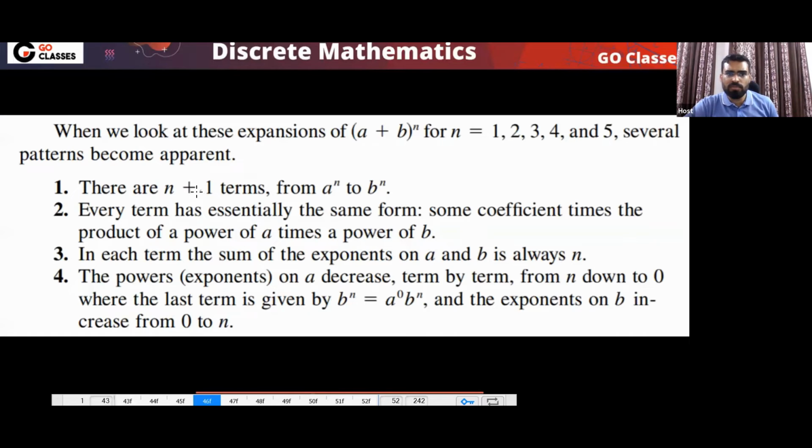So in the binomial theorem, these are the important points. In the expansion of (a plus b) power n, how many terms will be there? They can ask you how many terms will be there in this expansion. n plus 1 terms will be there. Why will there be n plus 1 terms?